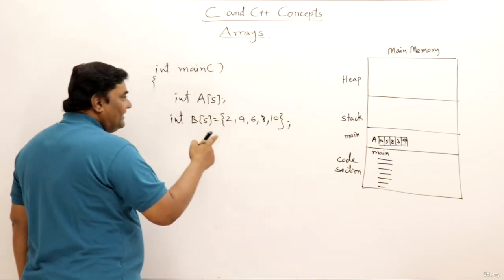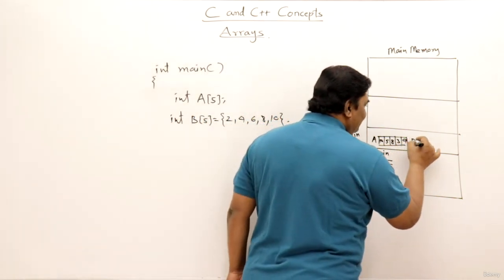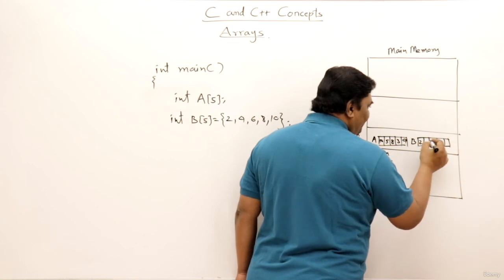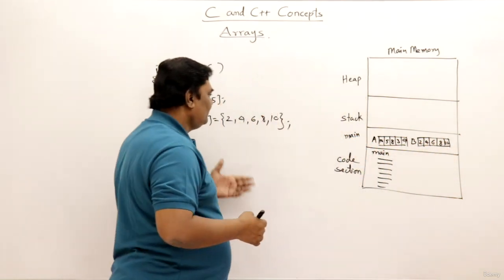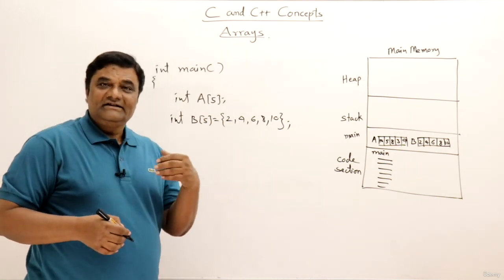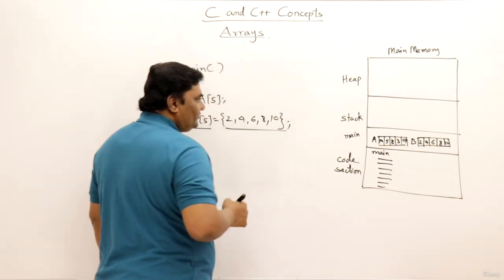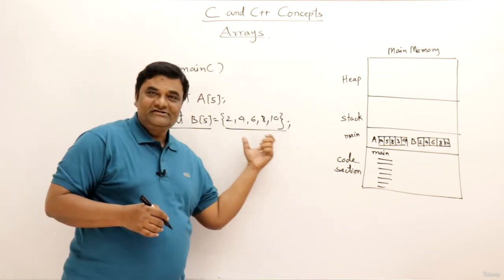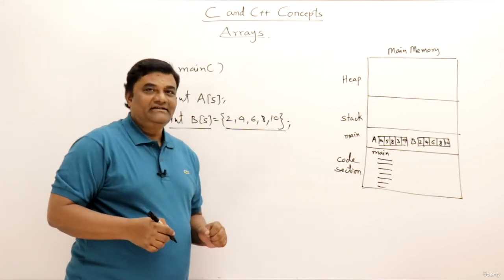So the array will be created and it will already be filled with the values. Suppose an array B is created inside the stack, then it will be filled with the values 2, 4, 6, 8, 10. So this portion is the declaration of an array, and this is the initialization of an array. Together I can do it; this is just declaration and this is declaration as well as initialization. Now next thing is how to access an array.